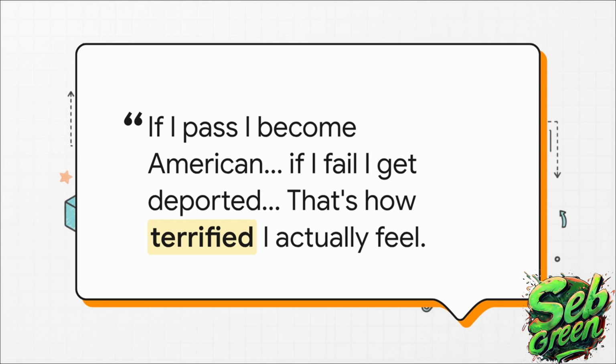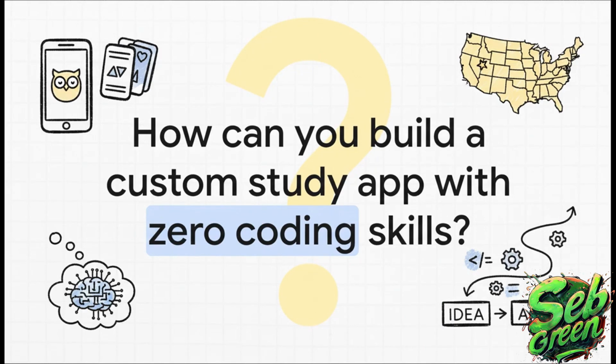Now, he was probably exaggerating a bit about being deported, but that quote really captures the fear, and the urgent need for a solution. And that personal crisis led to this question that honestly a lot of us have. He needed a custom study app, kind of like Duolingo, but for the US citizenship test. But he had zero coding experience. How on earth could he build it himself and build it fast? That's the challenge we're going to unpack step by step.